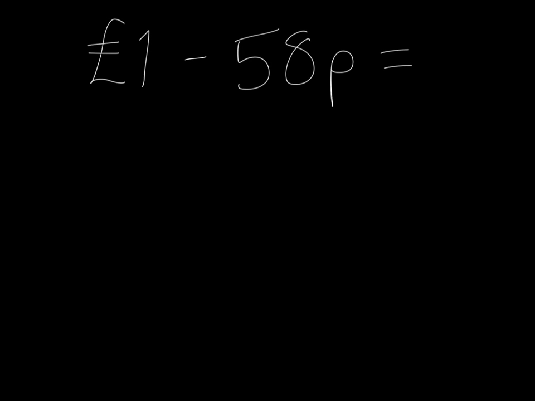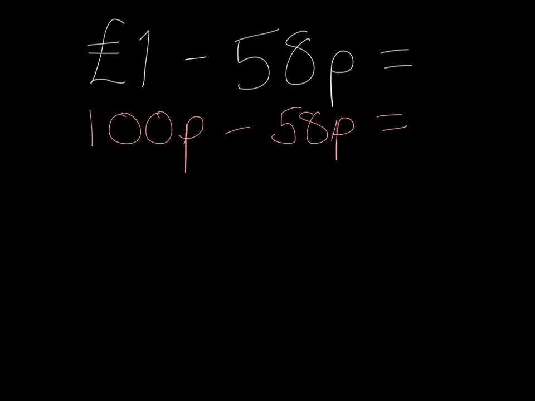Then, in order to solve your problem, you must convert your pounds to pennies. So we have to think about, we've got £1 and how many pennies are in a pound? It's 100. So underneath you would write 100 pence, subtract 58 pence stays the same, equals. And now you are ready to use your number line.